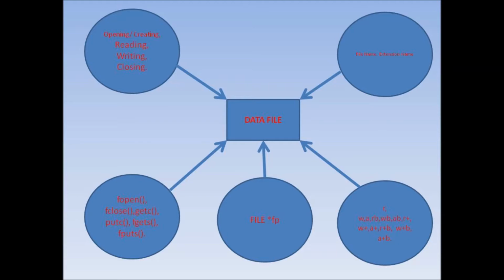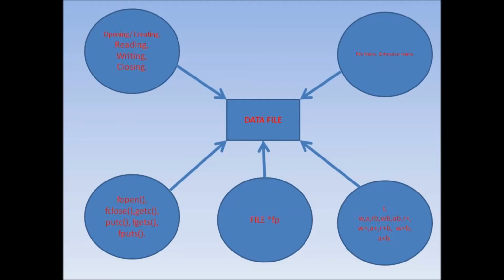So what are the basic operations we perform on a file? There are actually 4 basic operations that can be performed on a file in C programming language, and they are opening or creating a file, closing a file, reading a file, and writing in a file. Now you see, whenever we perform any operation, first we need to open the file, and after that we perform the operation, and after that we close the file.